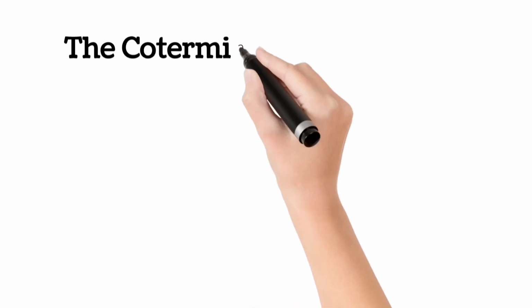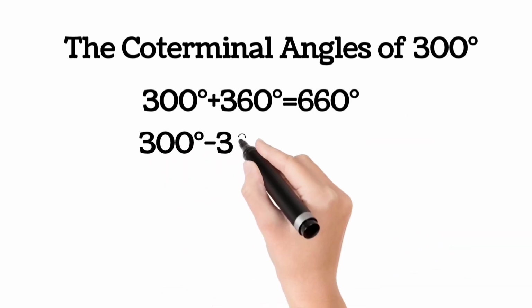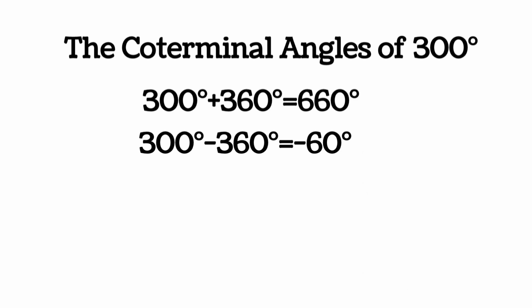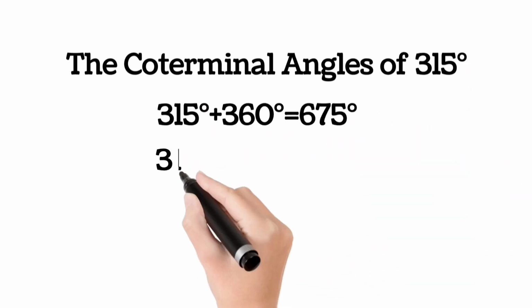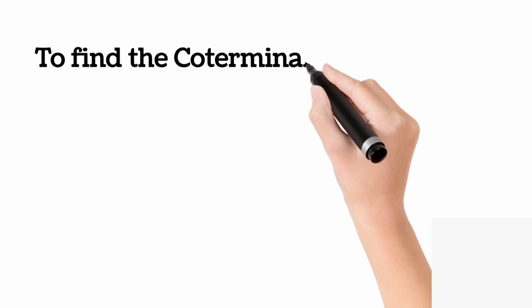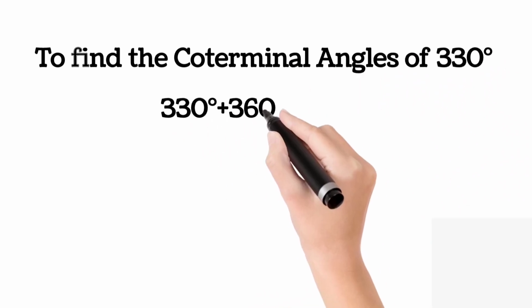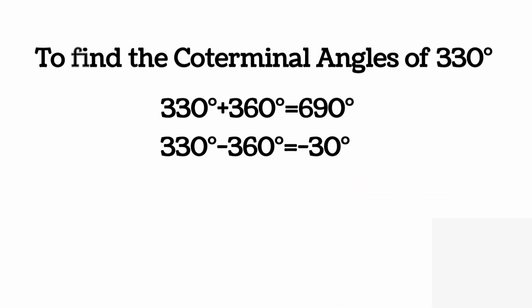The coterminal angles of 300 degrees are 300 degrees plus 360 degrees equals 660 degrees, and 300 degrees minus 360 degrees equals negative 60 degrees. The coterminal angles of 315 degrees are 315 degrees plus 360 degrees equals 675 degrees, and 315 degrees minus 360 degrees equals negative 45 degrees. The coterminal angles of 330 degrees are 330 degrees plus 360 degrees equals 690 degrees, and 330 degrees minus 360 degrees equals negative 30 degrees.